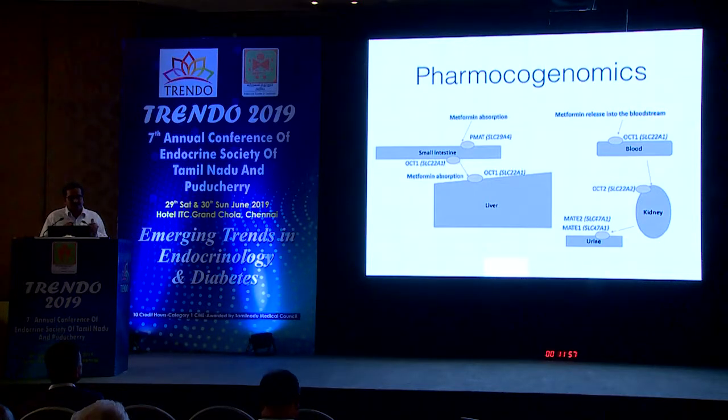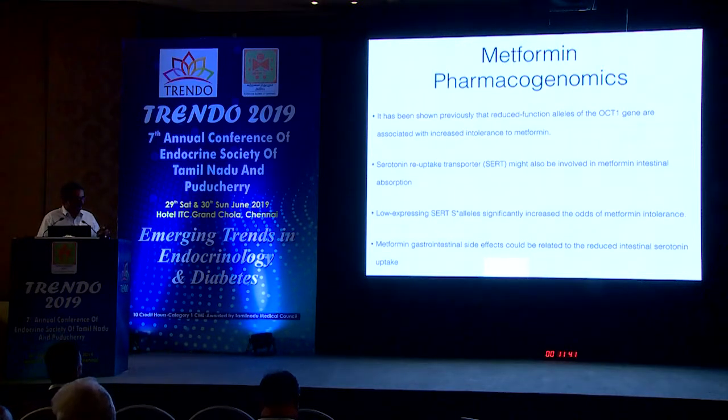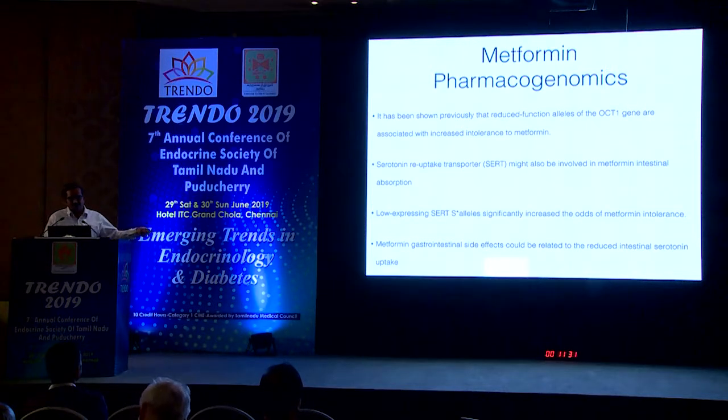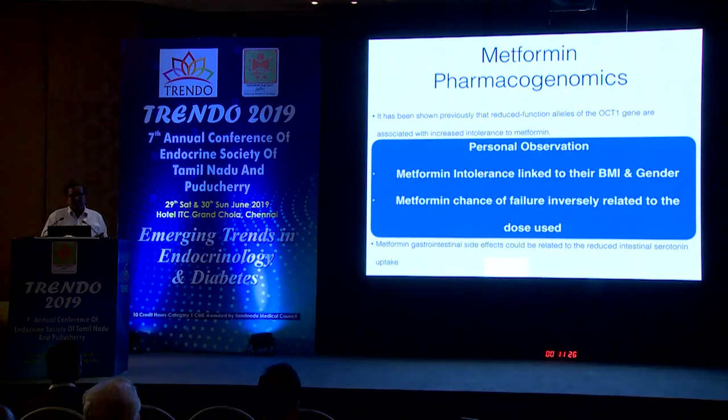So genetically, you can actually be designed to tell if you are going to be a metformin responder or a metformin non-responder. Genetically, you can also be programmed to tell if you are going to have side effects to metformin or no side effects to metformin. Again, these have not been able to be replicated in large number of patients. There is also another molecule called SERT, a reuptake transporter, again involved in metformin intestinal absorption. So if you have a low expression of SERT alleles, you have higher odds of developing metformin intolerance. But unfortunately, this has not really transformed into testing OCT gene variation in people.